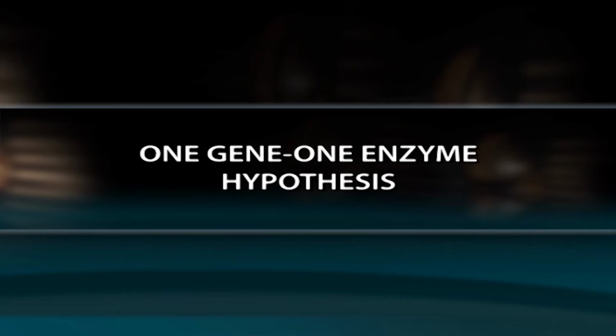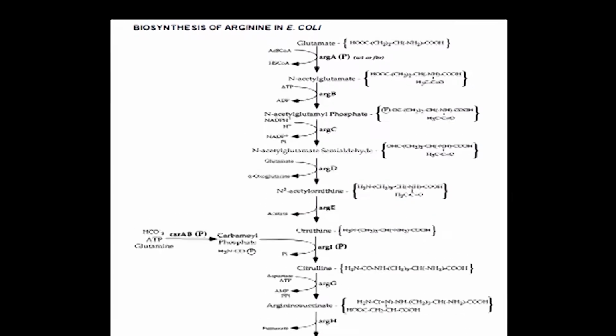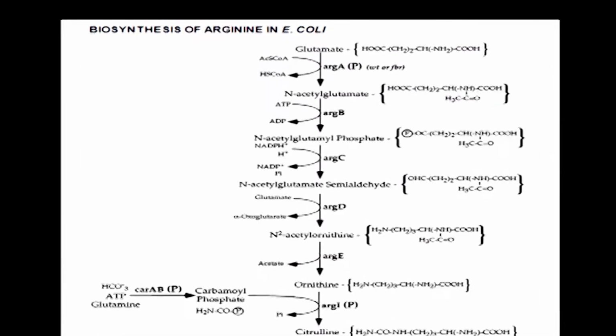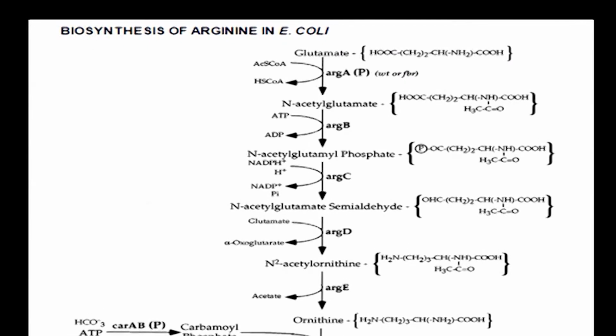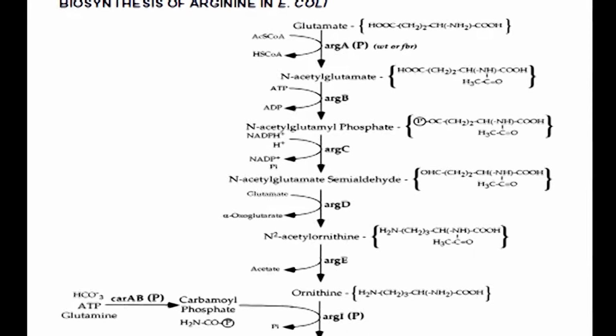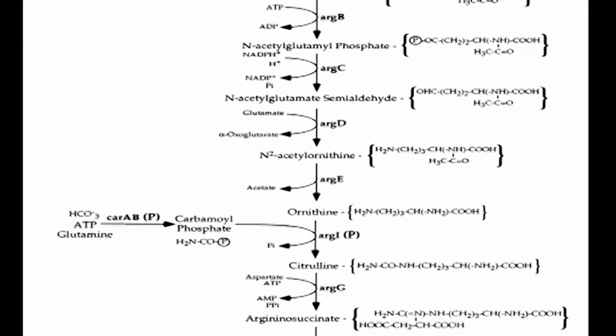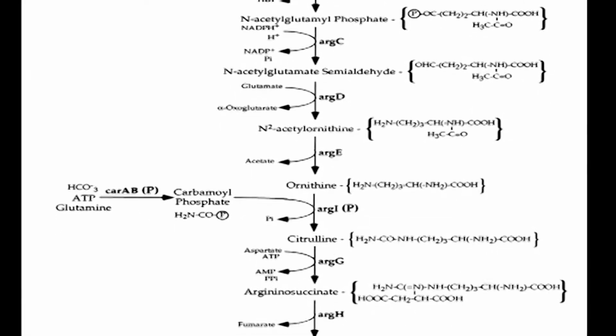One gene, one enzyme hypothesis. One of the first proofs for one gene, one enzyme hypothesis came from the arginine biosynthetic pathway. This pathway consists of 8 chemical reactions, each catalyzed by a specific enzyme, and the presence of each enzyme is controlled by a single distinct gene, as specific enzymes are absent in mutants for specific genes.